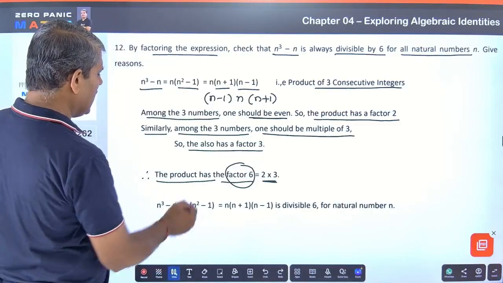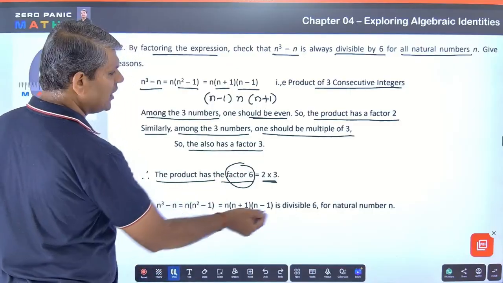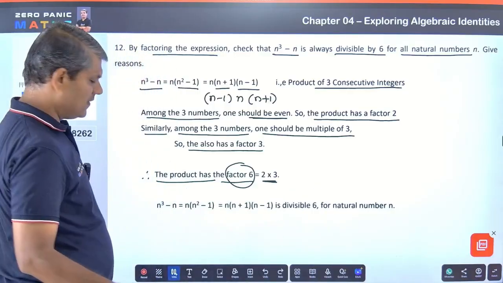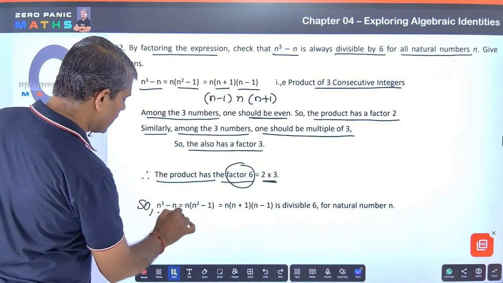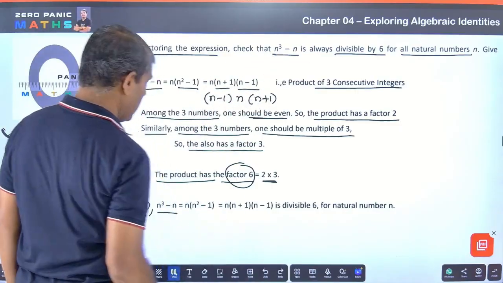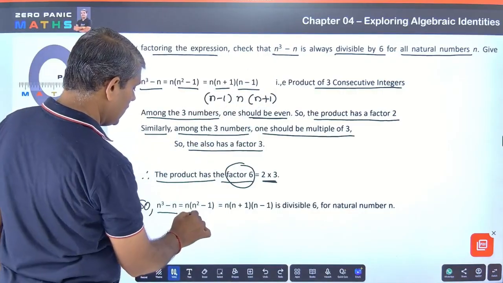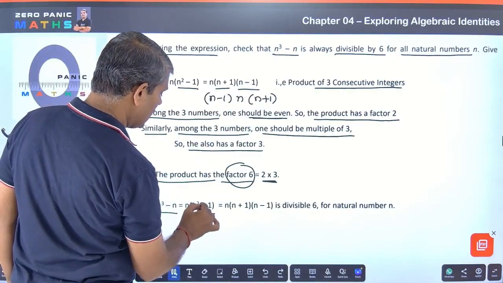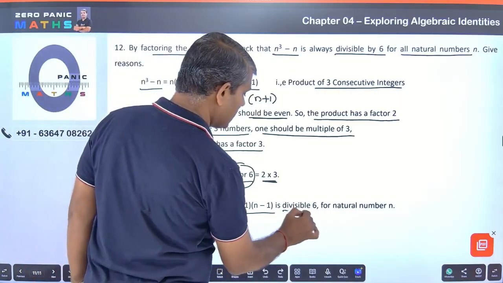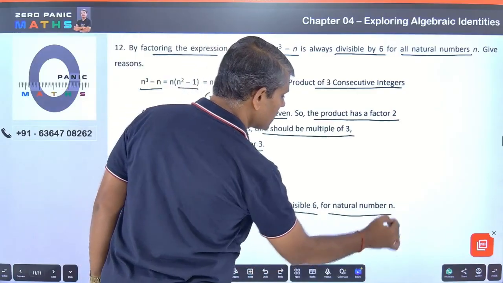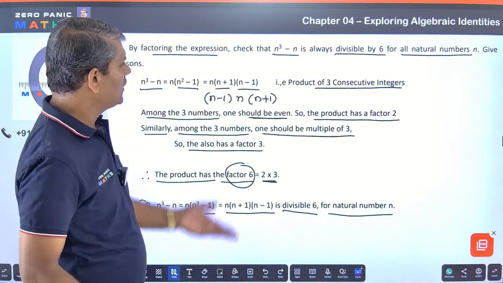So finally, if it has the factor of 6, then it should be divisible by 6. That's what we are saying. So finally, we can write it as: n cube minus n, which is the initial expression given, is now reduced to n into n square minus 1, and finally the product of three consecutive integers is divisible by 6 for all natural numbers n. This is the conclusion.